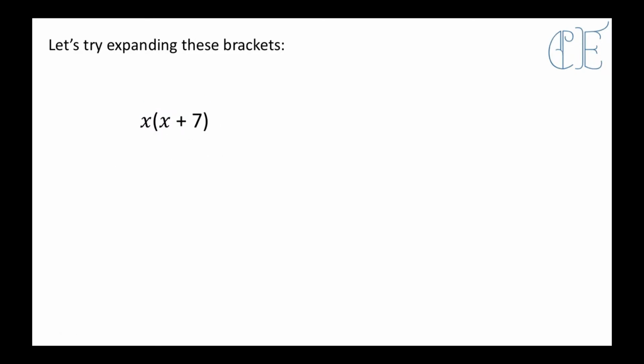What about this one? X multiplied by x plus 7. Well, x times x is x squared, because there's 2 of them. Okay, and then we need to do x times 7. Well, x times 7 is 7x, so it's plus 7x.